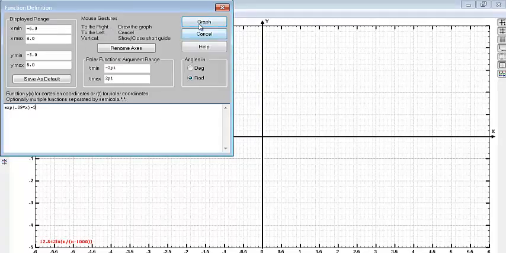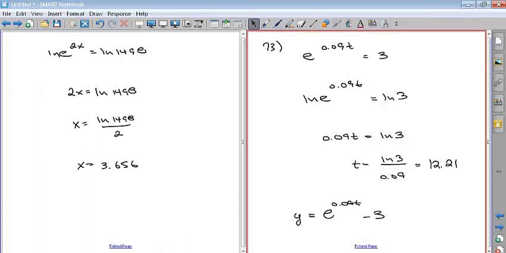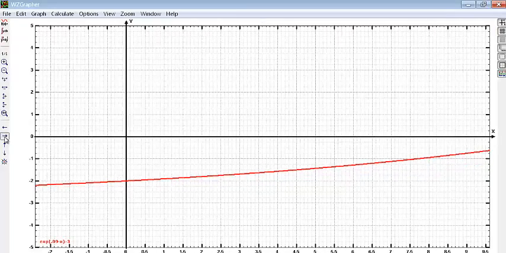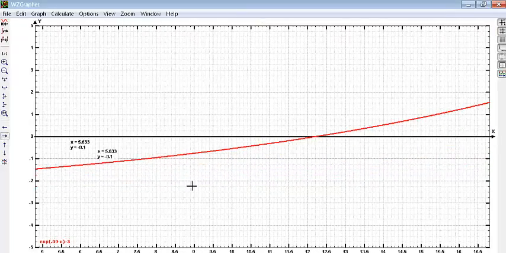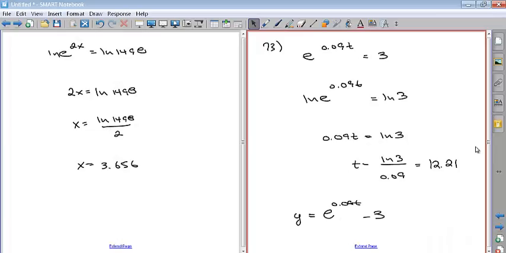We plot that. We get that. Our intercept is going to be out here somewhere. What did we say the answer was? 12. Okay. So let's go to the right. And so there's our intersection, which is right there, 12.173, which is close to my 12.21.